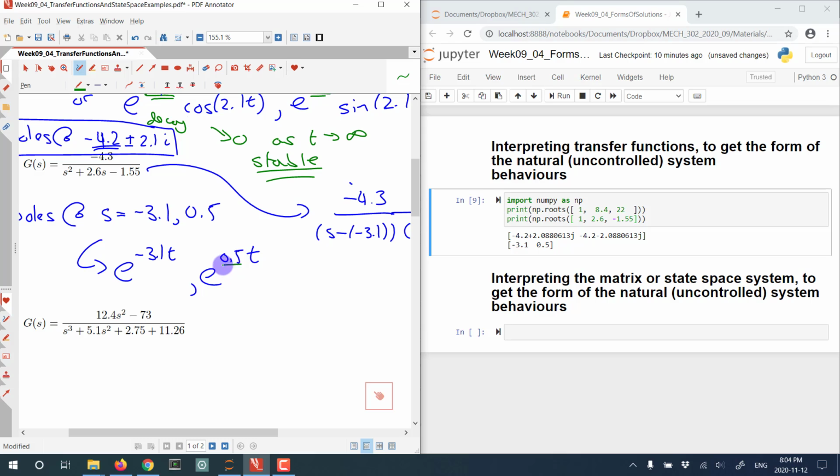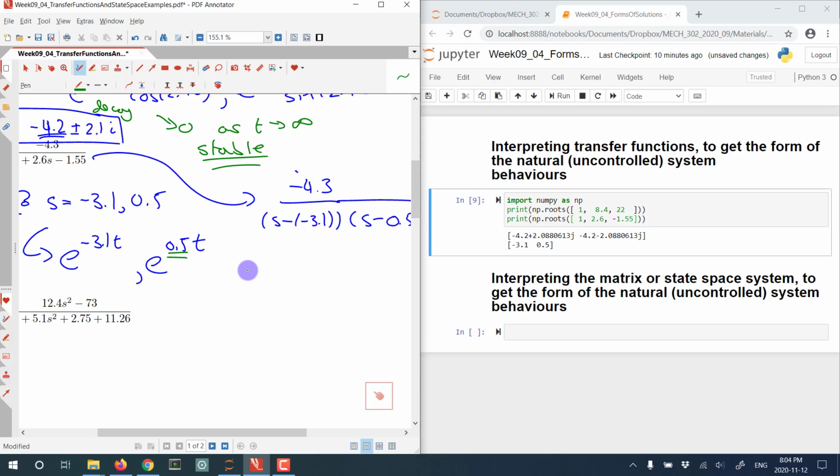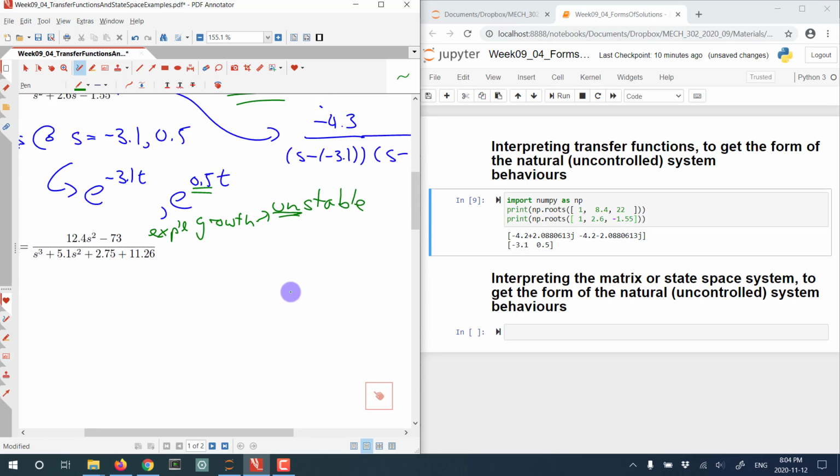Well, all it takes is just one element of this to have exponential growth, because we have a positive exponent. And as soon as we have one of those, it doesn't matter what anything else does, because this solution is going to grow infinitely large over time. So we'd say this system is unstable.